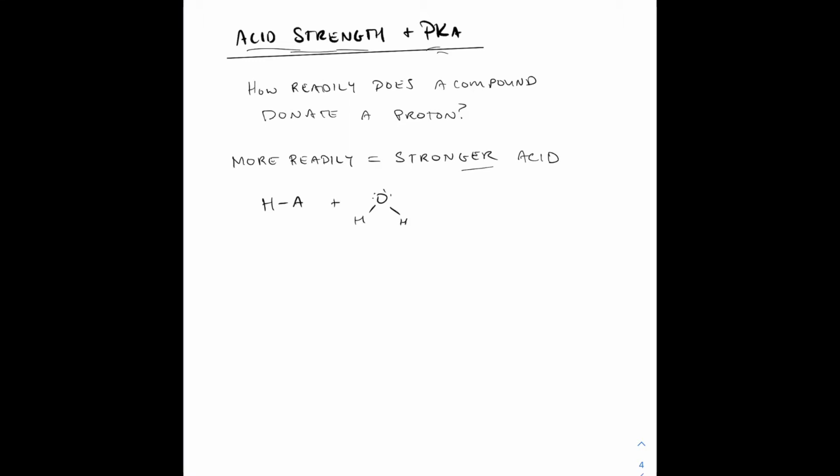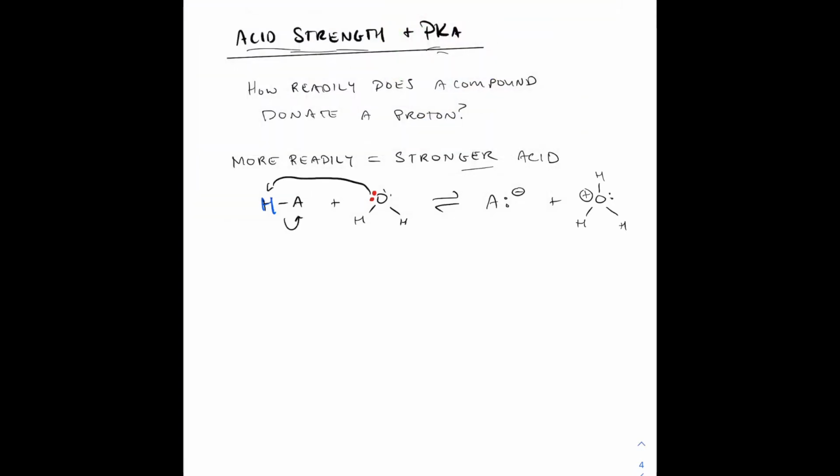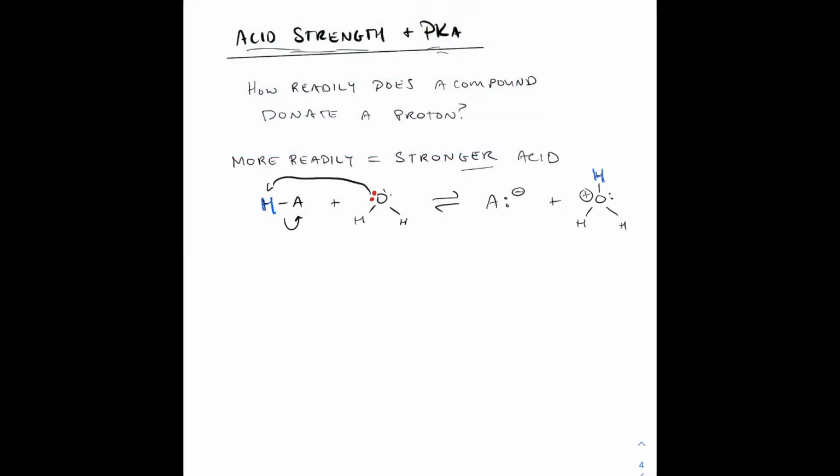So let's take a look at HA plus water. Remember, this is an equilibrium arrow, and that goes to A minus plus H3O plus, right? Now, keeping with the theme of drawing the acid as blue and the base as red, we've got the lone pair on that water attacking the proton on HA, and the two electrons in that HA bond going to A as the lone pair.